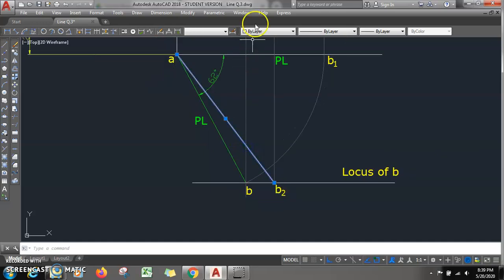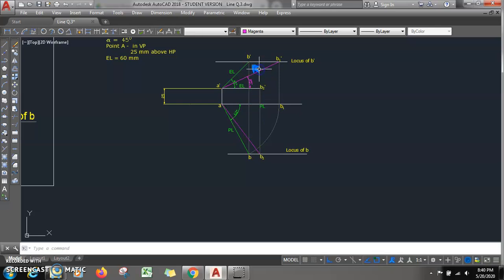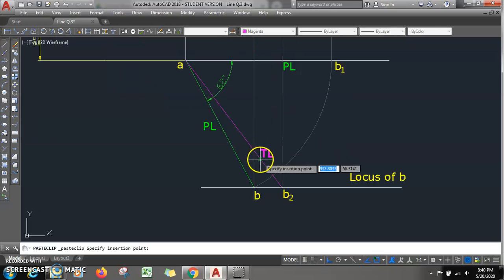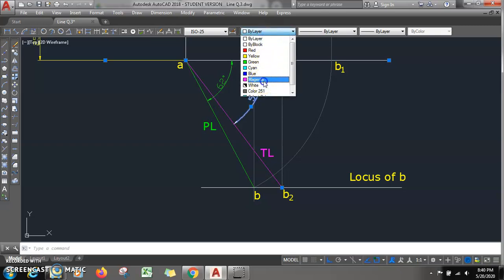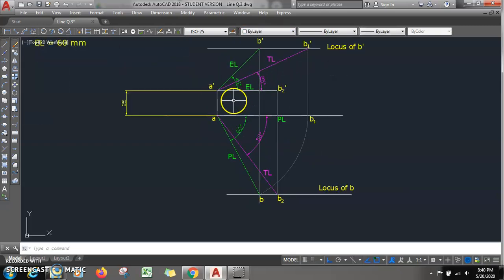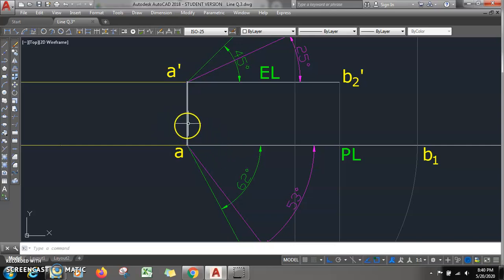This length is the true length, and the angle of this true length is phi. So everything we have, you see, this is the thing.